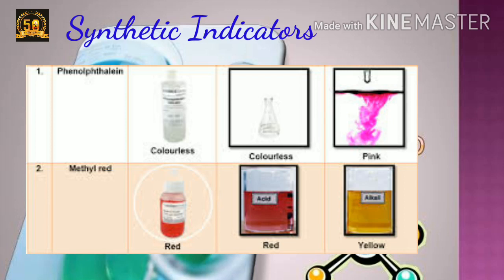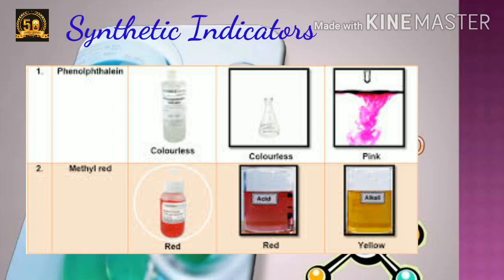Methyl orange, also known as methyl red, is orange in color. When it reacts with an acidic medium, it produces red color. When it reacts with a basic medium, it produces yellow color. The phenolphthalein indicator is colorless; in an acidic medium it stays colorless, and when it reacts with a basic medium, it produces pink color.